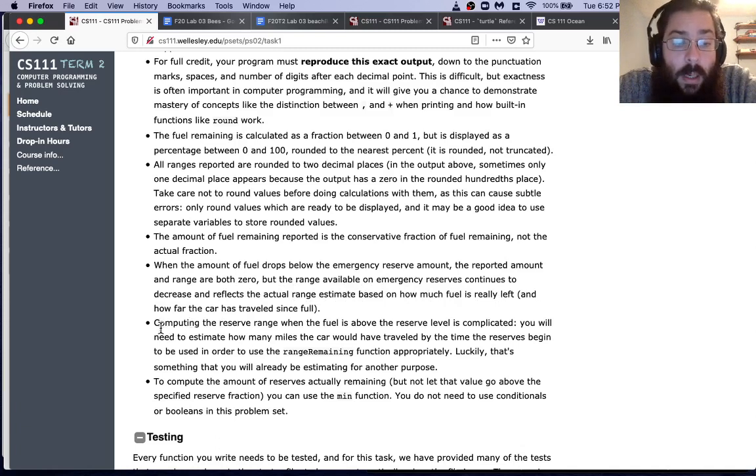Okay, next note. Computing the reserve range when the fuel is above the reserve level is complicated. You will need to estimate how many miles the car would have traveled by the time the reserves begin to be used in order to use the range remaining function appropriately. And then it says, luckily, that's something that you will already be estimating for another purpose. So there's a little bit of a hint there. That part is complicated. Feel free to ask about it if you get stuck with it.